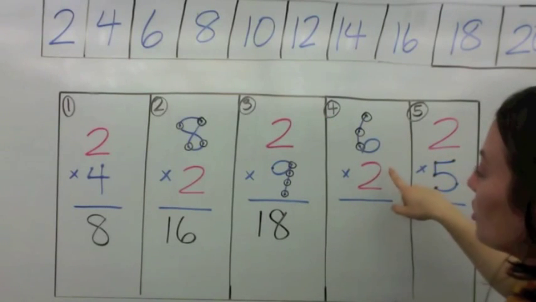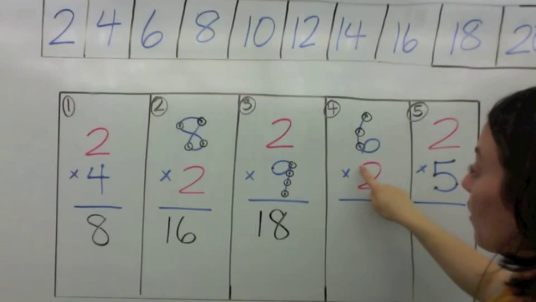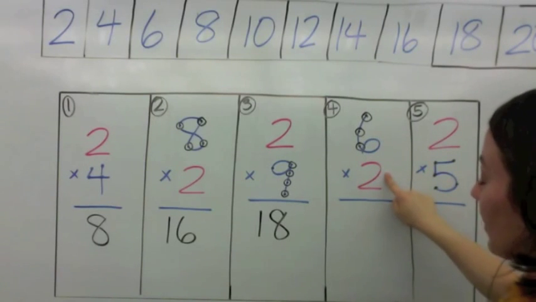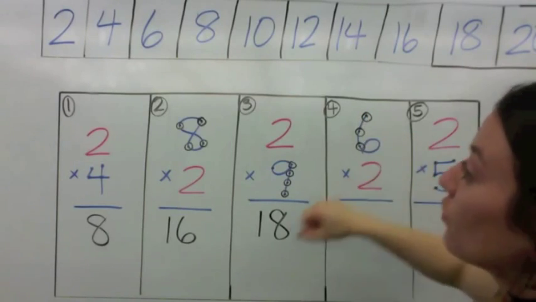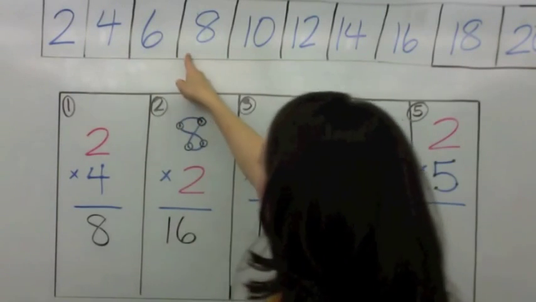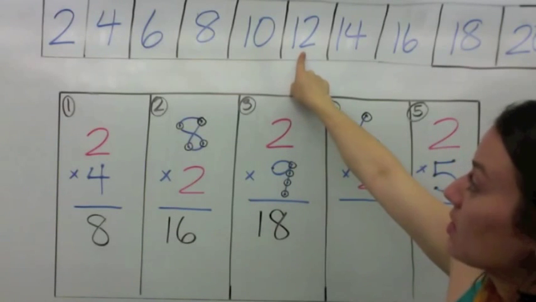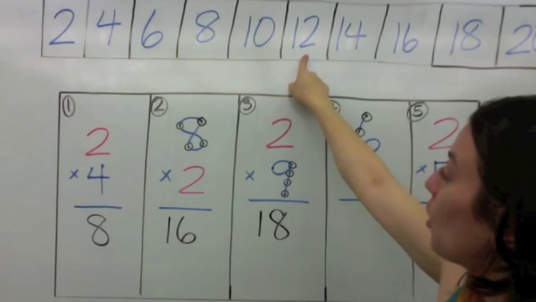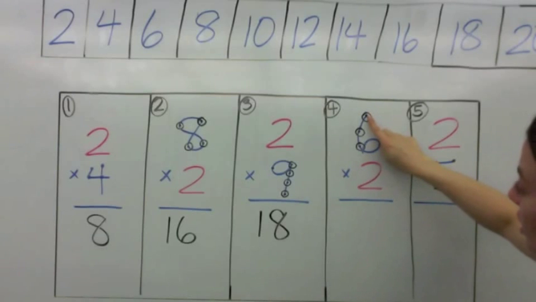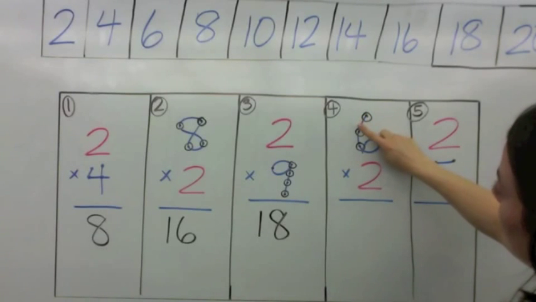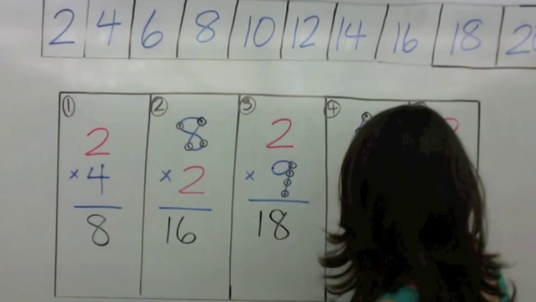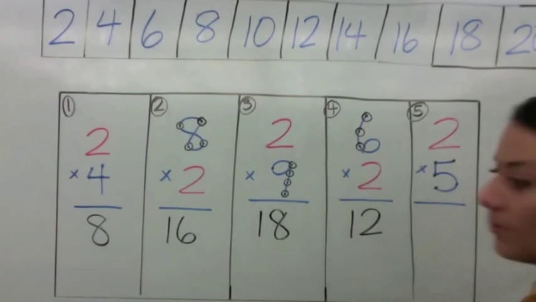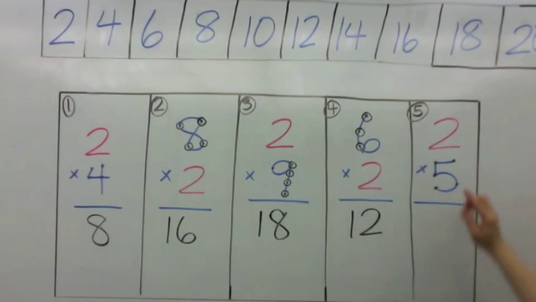Then in example 4, we have 6 times 2. So that means we're going to skip count by which number? We're going to skip count by 2. That's the number without the dots. And then we're going to use the dots to skip count 6 times. So if you said 1, 2, 3, 4, 5, 6, that means that 6 times 2 is 12. But you can also touch the dots and say 2, 4, 6, 8, 10, 12.